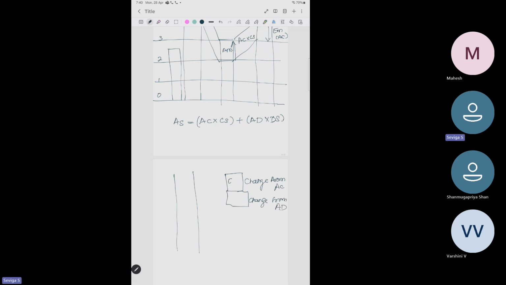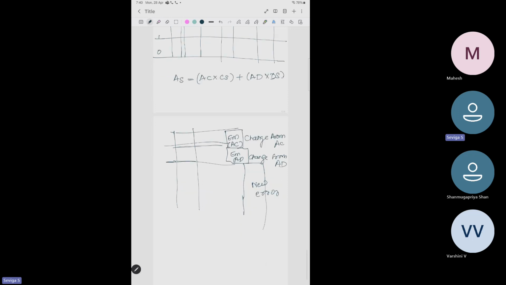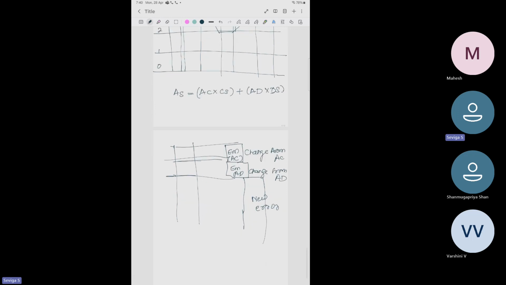AD. So this is EM into AC. This is EM into AD. So the new error will be this much. So this will subtract from the previous one and this will subtract from the previous one and then you will get a new error as a resulting change. After adding the error changes due to this one, you will get the remaining change. So every error will get accumulated. How we are accumulating A delta? Similarly, we are accumulating the errors due to individual connections and then we remove it from the new error.